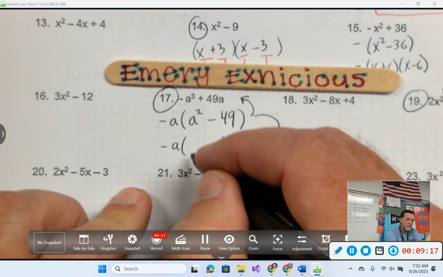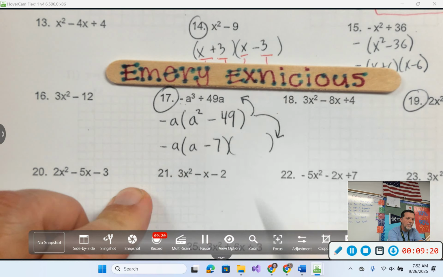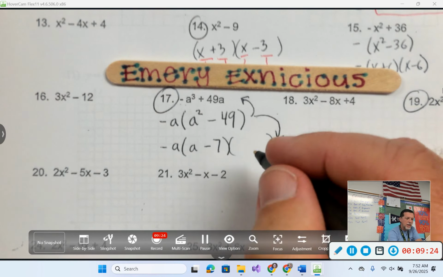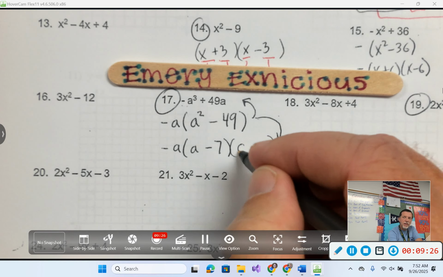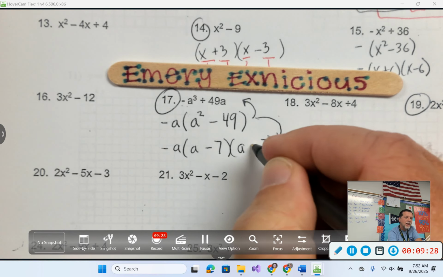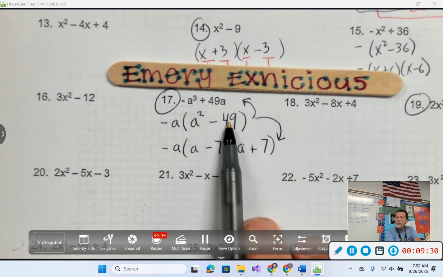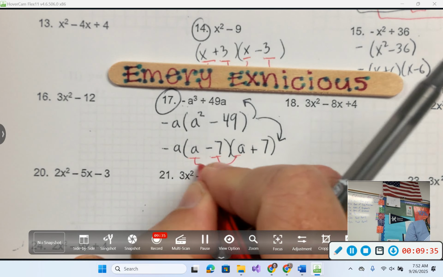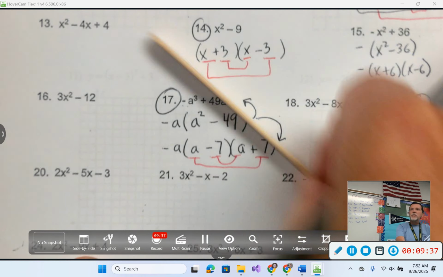A minus 7. Okay, that'd be the first one. And then A minus 7 again. Or A plus 7. Which one? Plus. Because negative times positive would give me a negative. And I need those 7 A's to cancel each other out. So they need to be different signs.